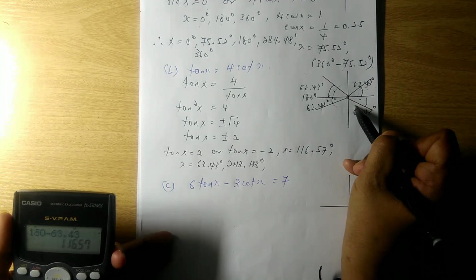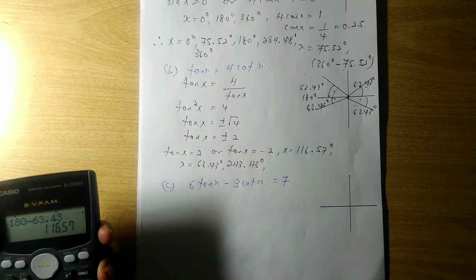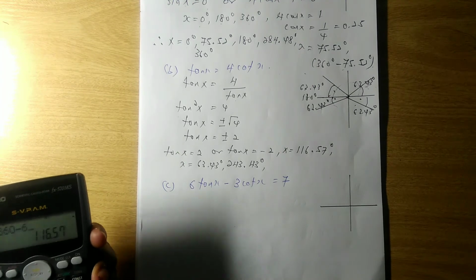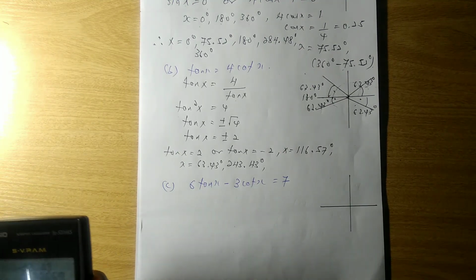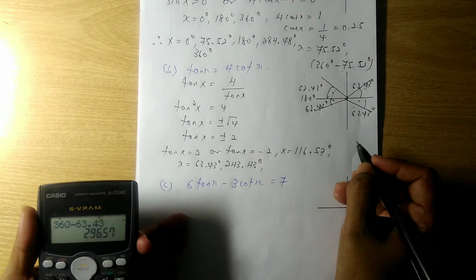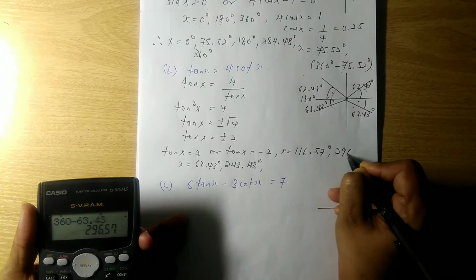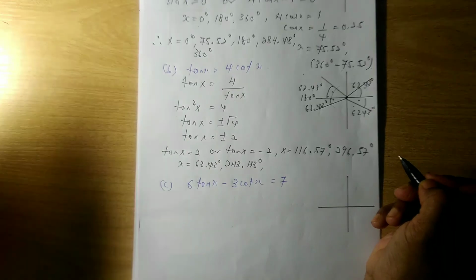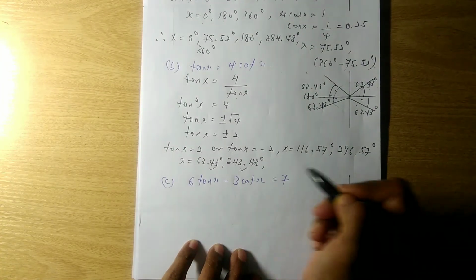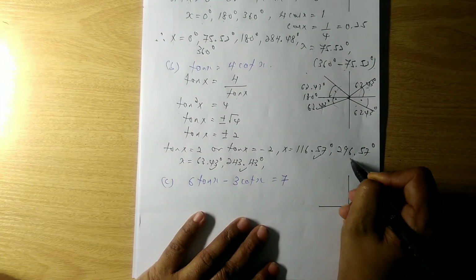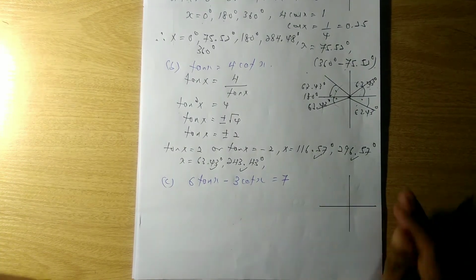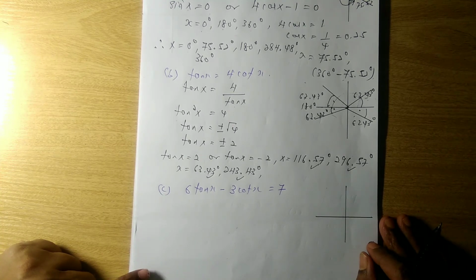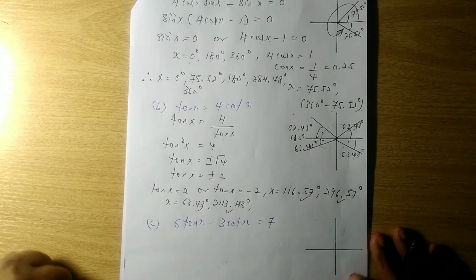Another one will be all the way from here up to the fourth quadrant. So it's actually 360 minus 63.43. So what you'll actually get is 296.57 degrees. So you'll actually get two positive angles and two negative angles. Okay, so these are just some of the questions that can be asked when you're solving trigonometric functions. Okay, thank you.